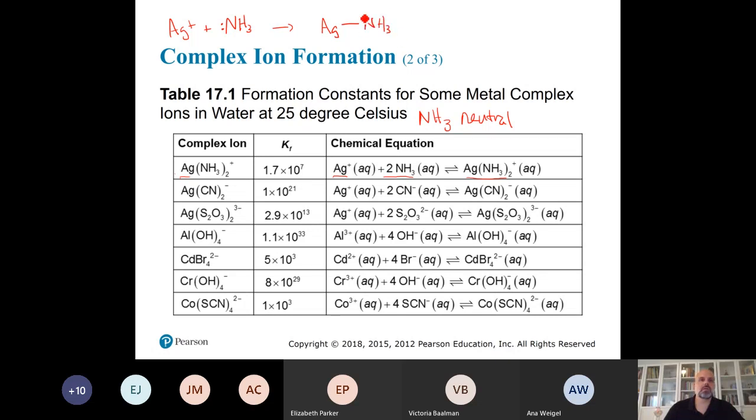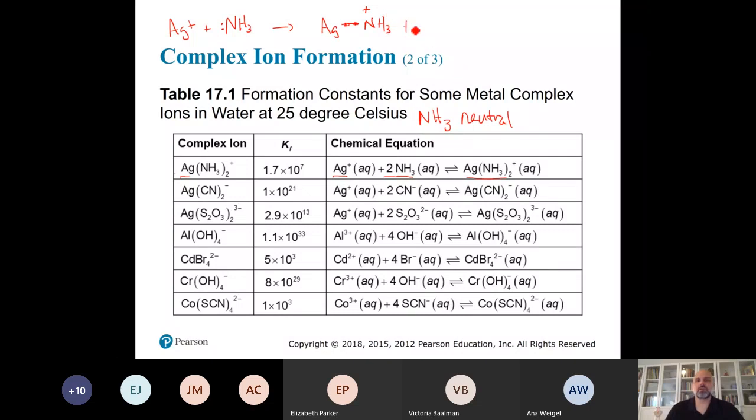Right? We've now essentially transferred the positive charge. You could do a formal charge calculation. The positive charge has been transferred to the nitrogen atom, because the lone pair is now forming a bond here. And why does it do that? And we have this complex that occurs.